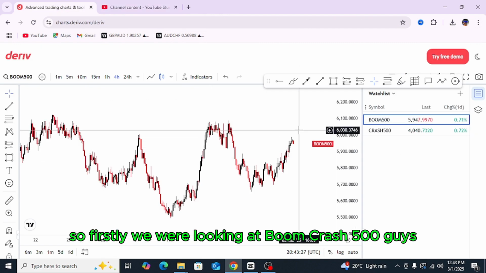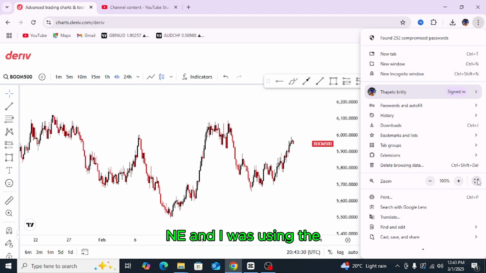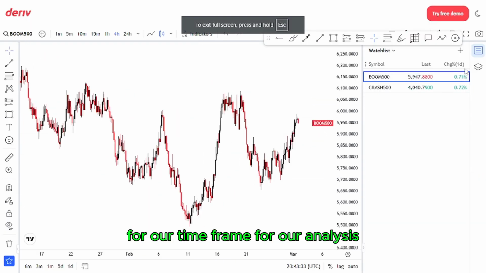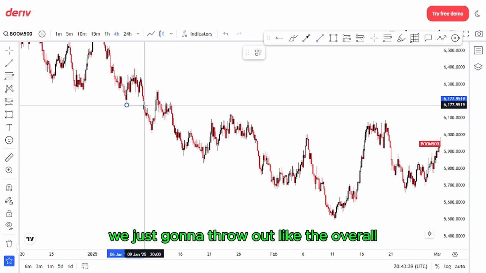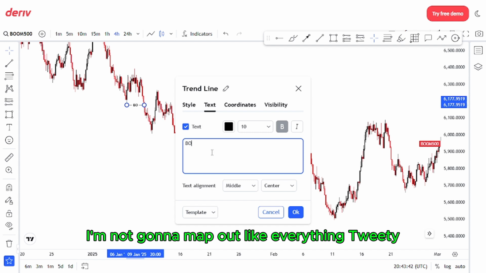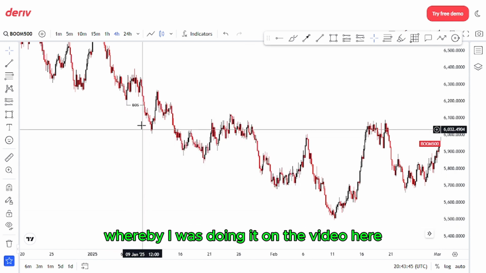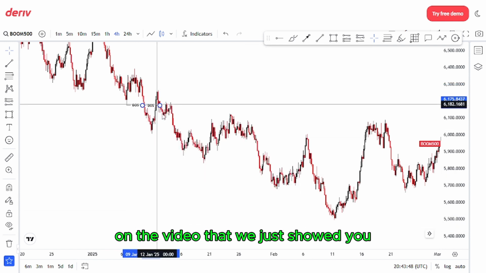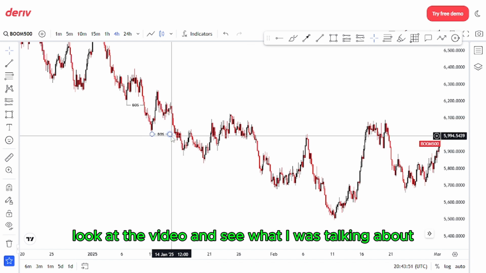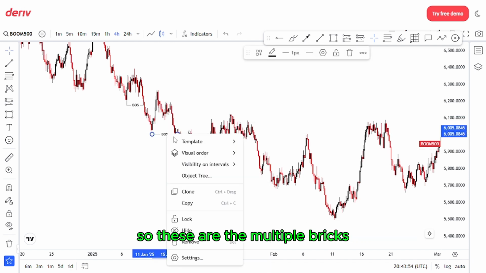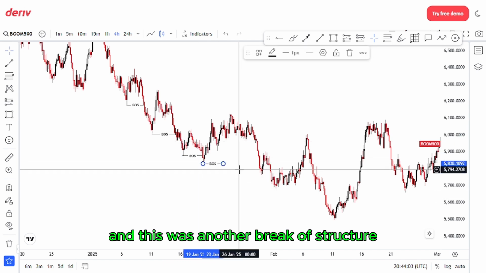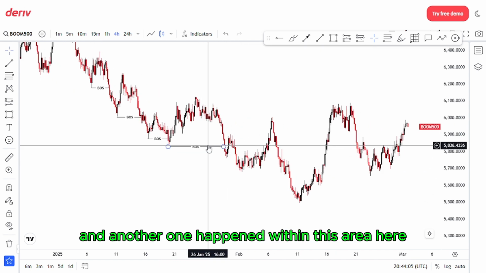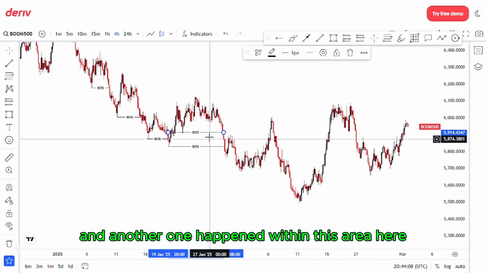So firstly, we were looking at Boom Crush 500, guys, and I was using the 4-hour time frame for our analysis. As you can see here, we had the market pushing down. We're just gonna throw out the overall breaks of structure. I'm not gonna map out everything to a T, whereby I was doing it on the video that we just showed you. You're just gonna have to look at the video and see what I was talking about. So these are the multiple breaks of structure that we had to the downside, and this was another break of structure within this point, and another one happened within this area here, if I'm not mistaken.